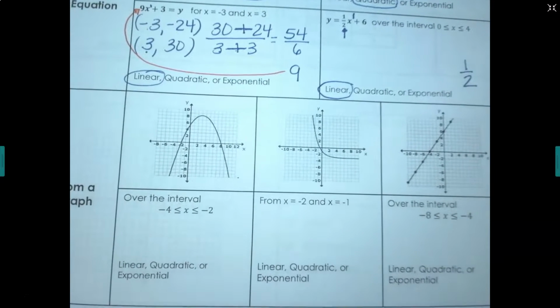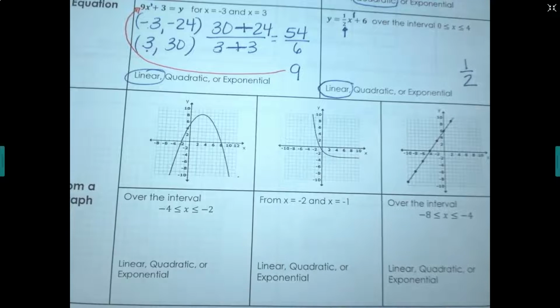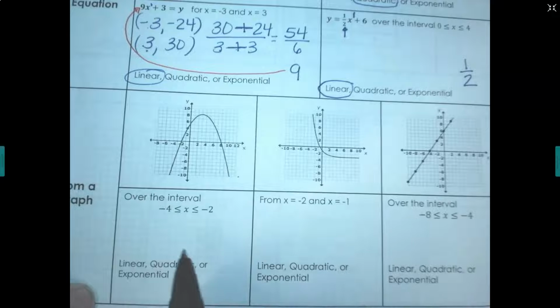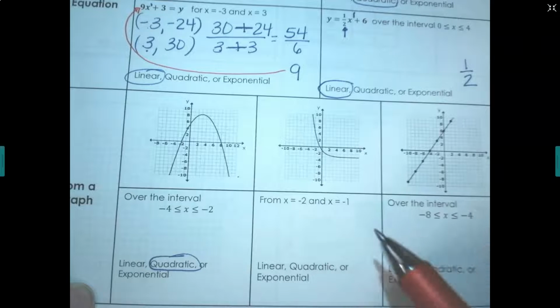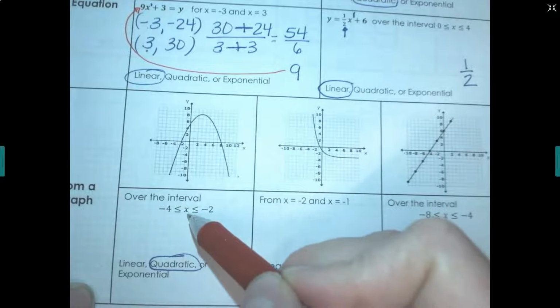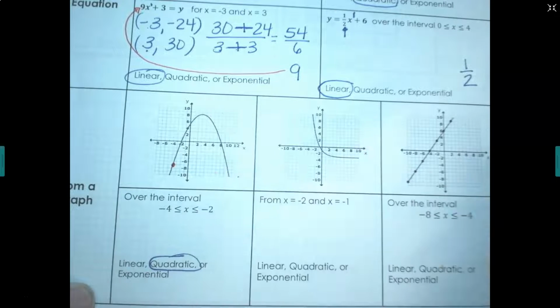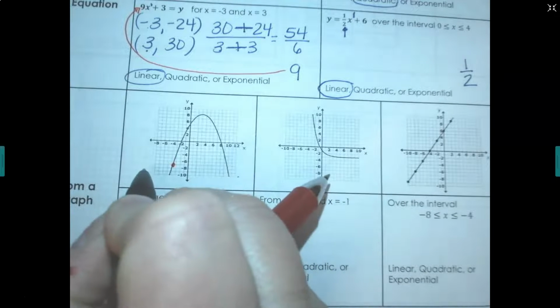What if we have a graph? So they're a little small, so we have to look carefully. So now I have a graph. This is going to be quadratic because it is a parabola. And I'm asking over the interval -4 to -2. So these are our x values. So I'm going to go where x is -4, and I'm going to follow it until I hit the graph, which is right here.